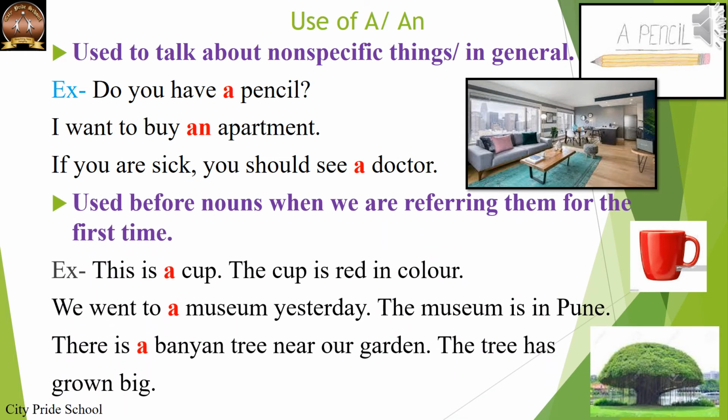Next rule says, a and an are used before nouns when we are referring to them for the first time. So when you talk about the nouns for the first time, the listener does not know which nouns you are talking about.